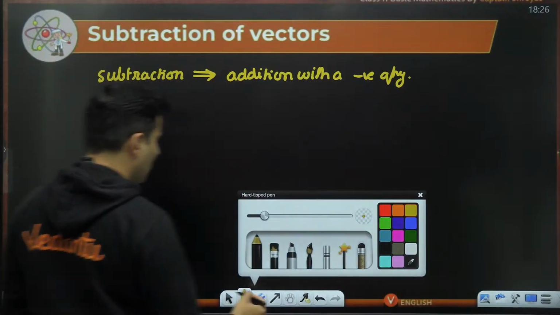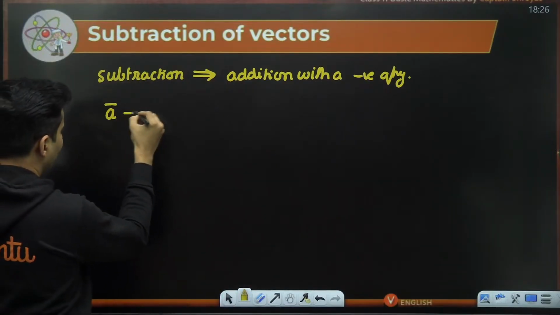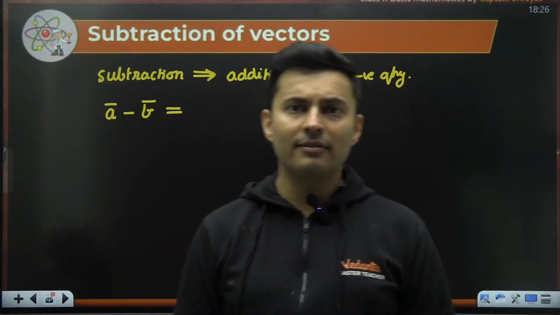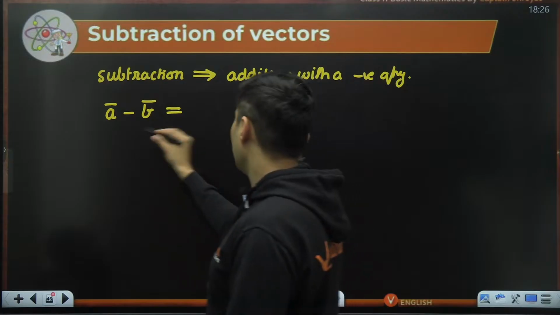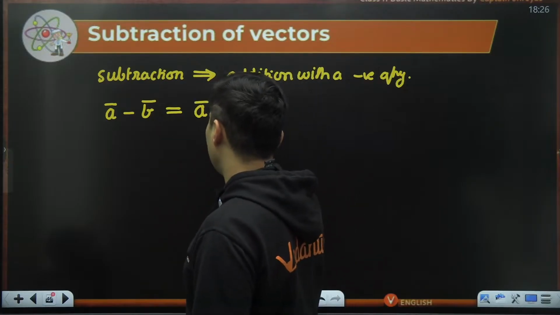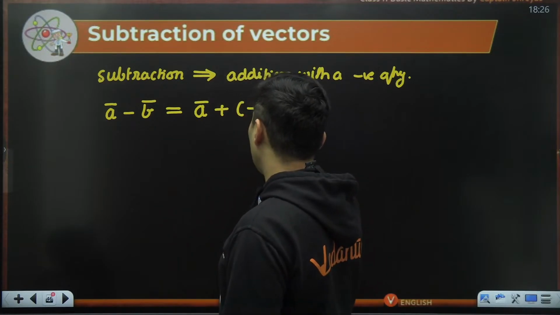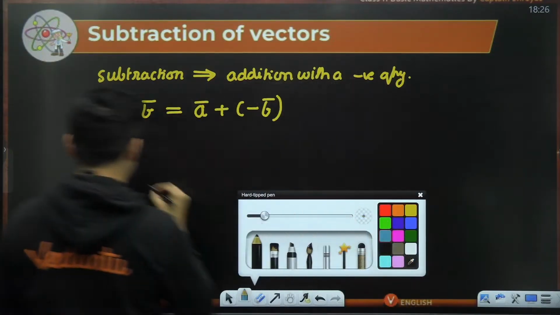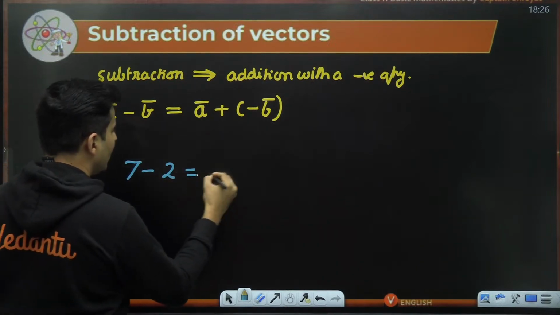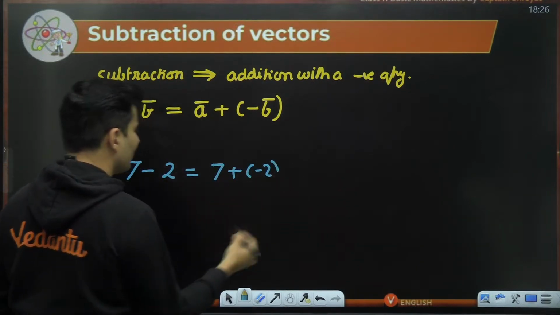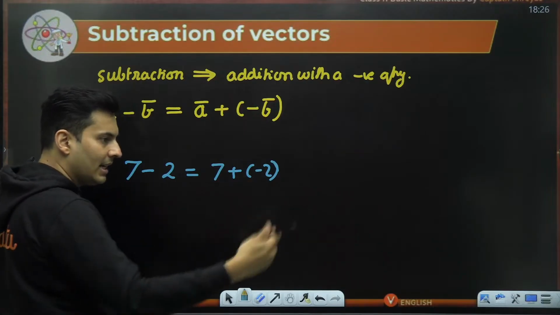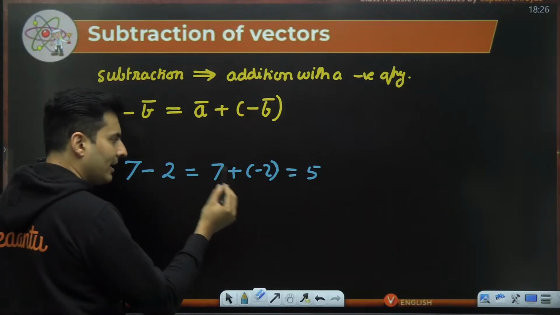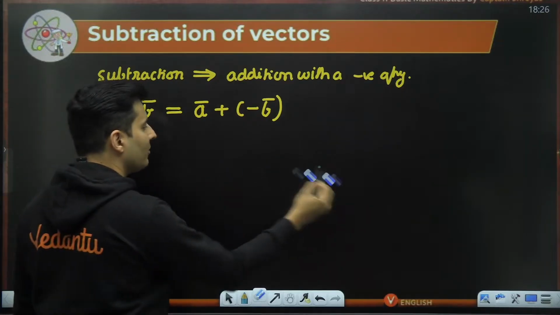Say, for example, I want to perform vector subtraction of a bar minus b bar. I want to subtract these two vectors, a vector with b vector. It is the same as saying I am adding a vector to the negative vector of b, because you can see this minus and plus will anyway become minus. It's like saying, what is 7 minus 2? It is like saying 7 plus negative 2, isn't it? So 7 units right side, negative 2 units left side, together will give me 5 units. So 7 minus 2 is the same as adding negative 2 to 7, which will give me the same answer.